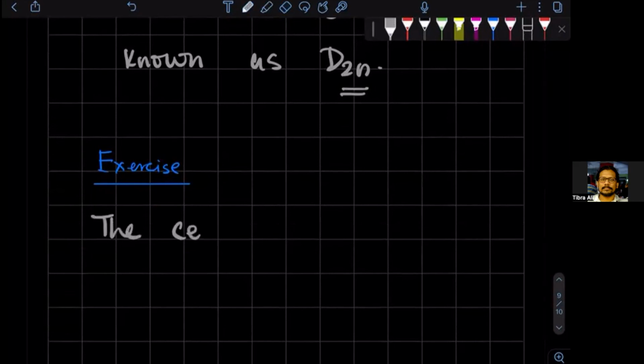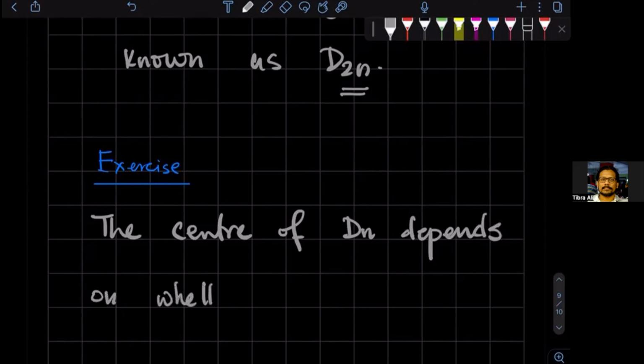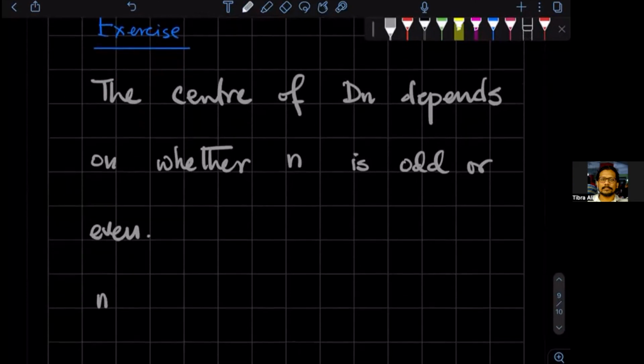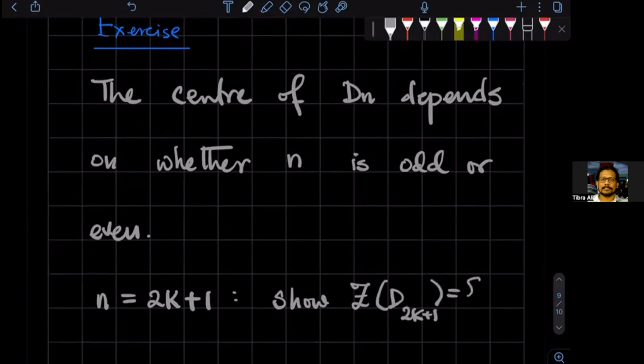Okay, the center of Dn depends on whether n is odd or even. Okay, so if n is odd, then we can say n is 2k plus 1, where k is a positive integer. Then show that the center of D of 2k plus 1 is just the identity.